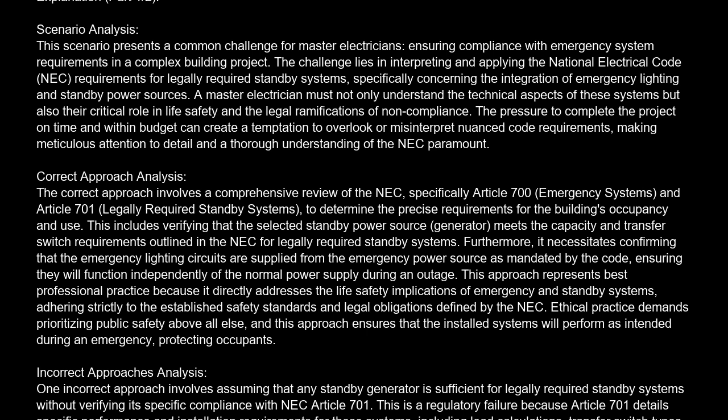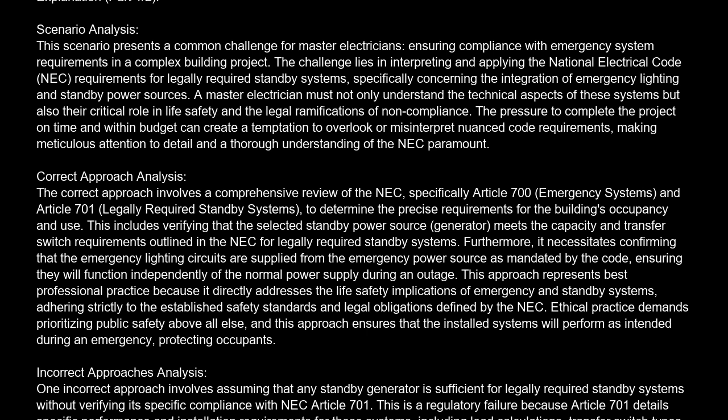Furthermore, it necessitates confirming that the emergency lighting circuits are supplied from the emergency power source as mandated by the code, ensuring they will function independently of the normal power supply during an outage. This approach represents best professional practice because it directly addresses the life safety implications of emergency and standby systems, adhering strictly to the established safety standards and legal obligations defined by the NEC. Ethical practice demands prioritizing public safety above all else, and this approach ensures that the installed systems will perform as intended during an emergency, protecting occupants.